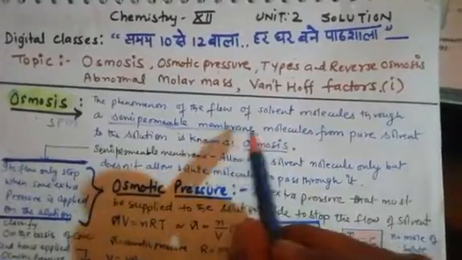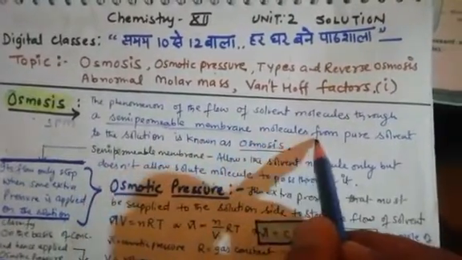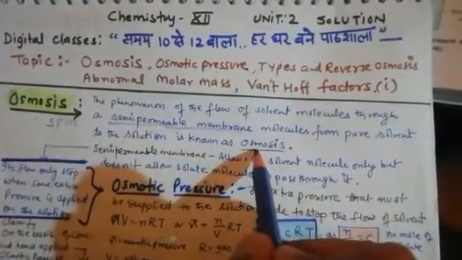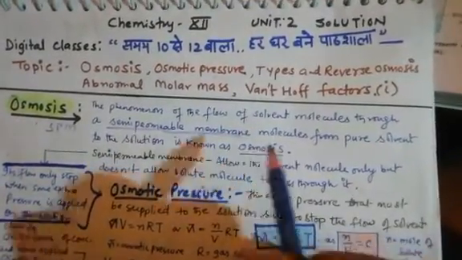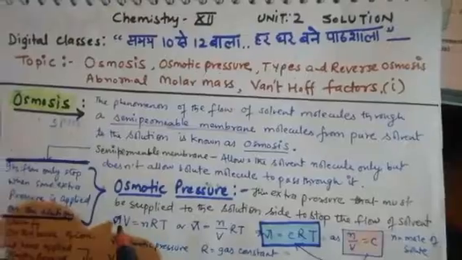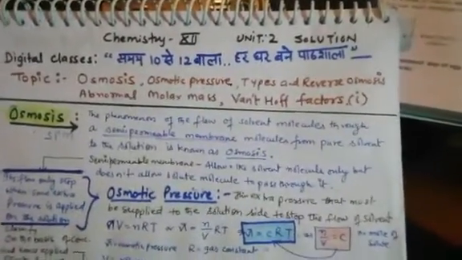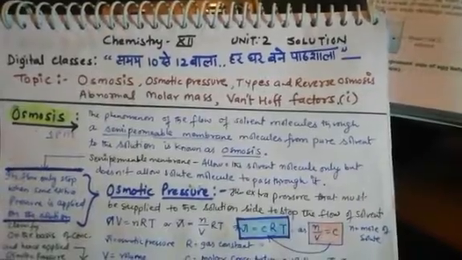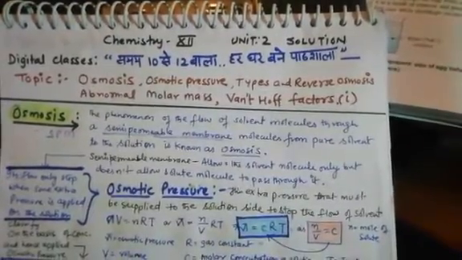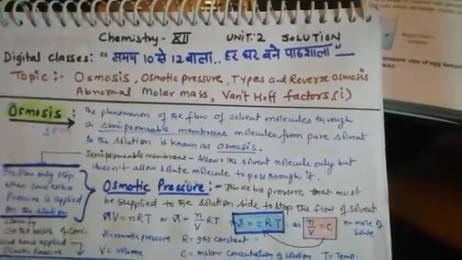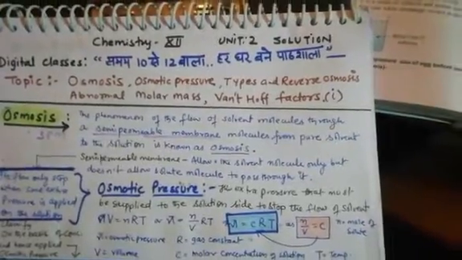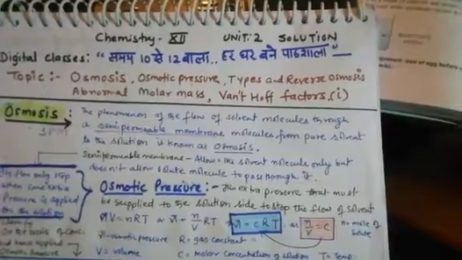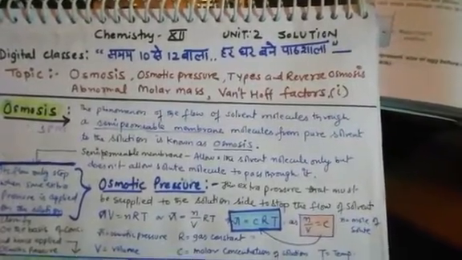So, the flow of molecules from pure solvent to the solution side through a semi-permeable membrane is known as osmosis. It can also be said this way. Listen carefully. Osmosis is the flow of solvent molecules from lower concentration, which is the dilute solution, to higher concentration, that is the concentrated solution. When these two liquids are separated by a semi-permeable membrane, that is called osmosis.